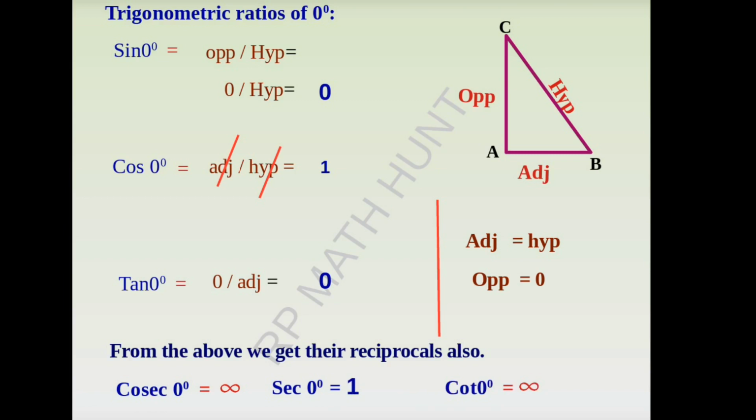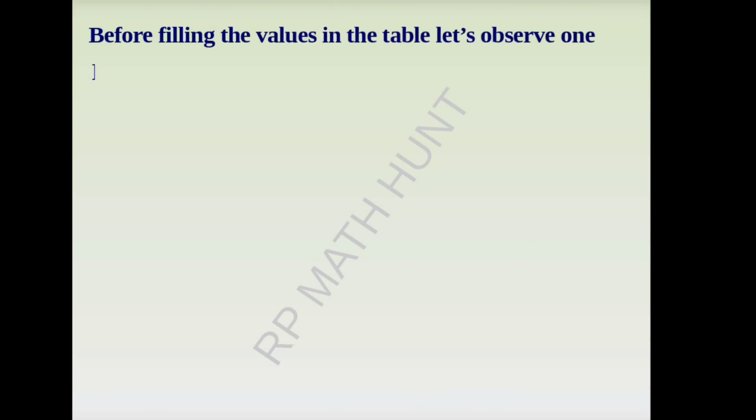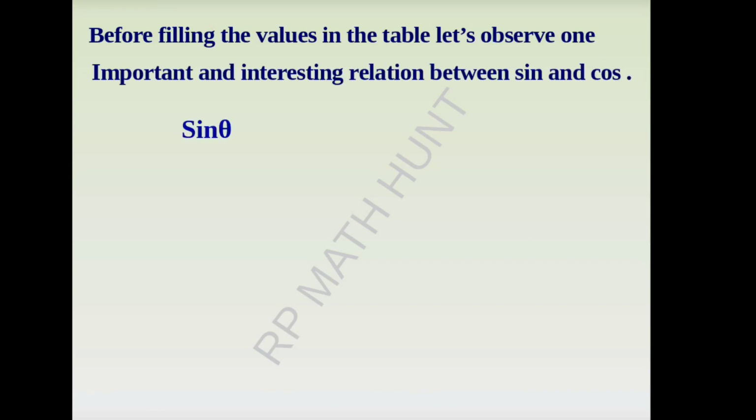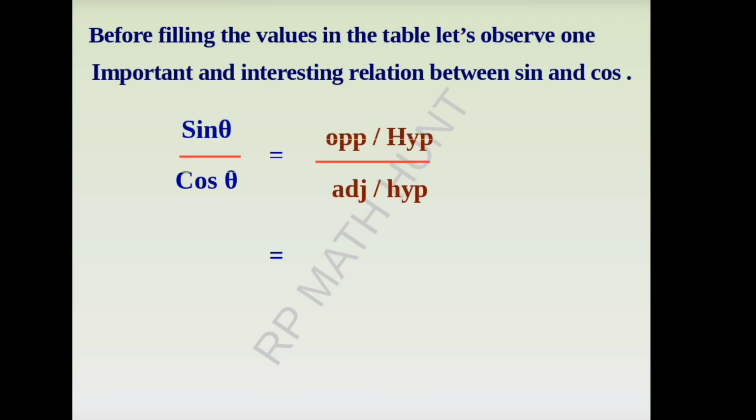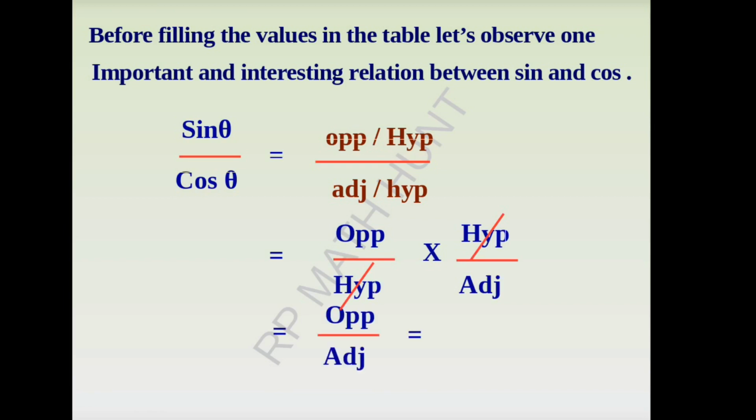Before filling the values in the table, let's observe one important and interesting relationship between sine and cos. Sine theta by cos theta is equal to opposite by hypotenuse whole by adjacent by hypotenuse. Now rewriting the terms, opposite by hypotenuse into hypotenuse by adjacent, hypotenuse gets cancelled and opposite by adjacent is equal to tan theta. The most interesting result is sine theta by cos theta is tan theta. Now okay, well done.